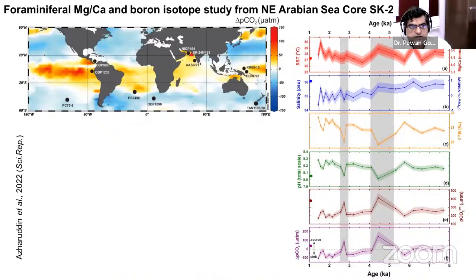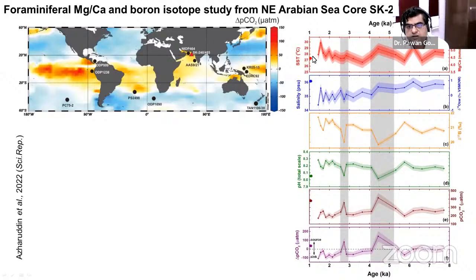On this score, we have worked to understand the pCO2 variation in the northeastern Arabian Sea, whether the area works as a sink or source of pCO2. So we have done a foraminifera magnesium, calcium, and boron isotope study from the northeastern Arabian Sea for SA 240, 485. First we generated the magnesium-calcium data set, which we generated at the University of Southampton, UK, working with Gavin Foster.